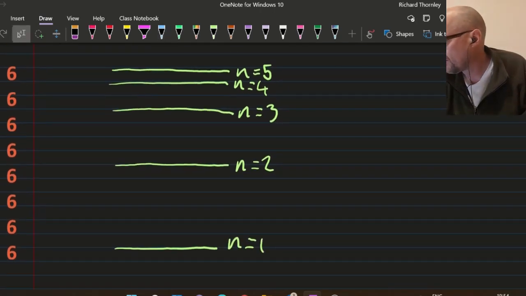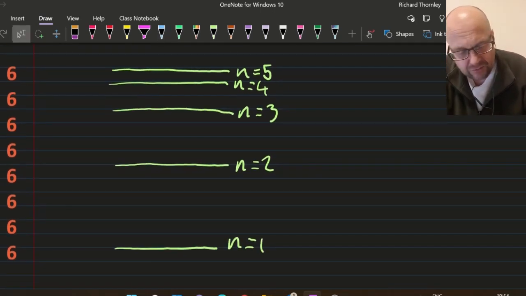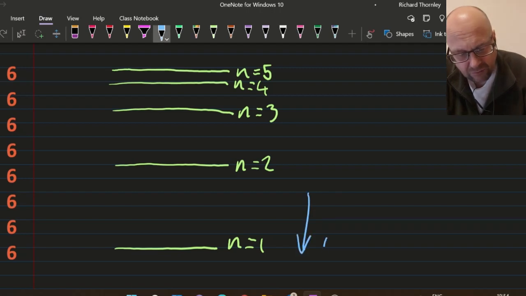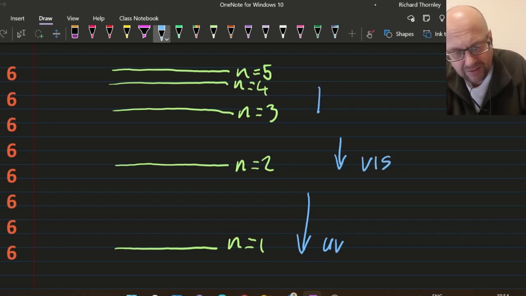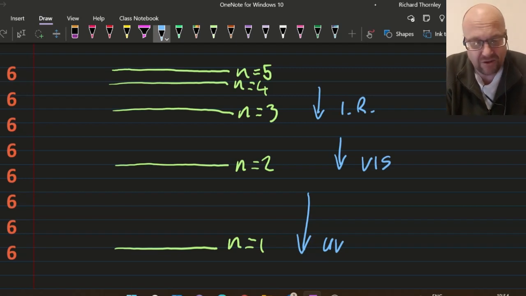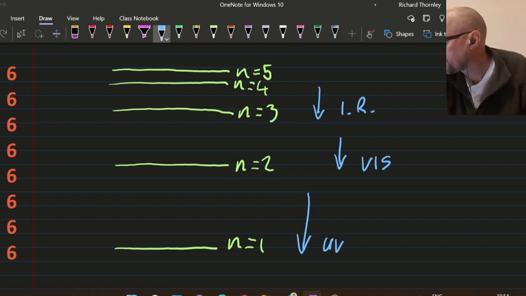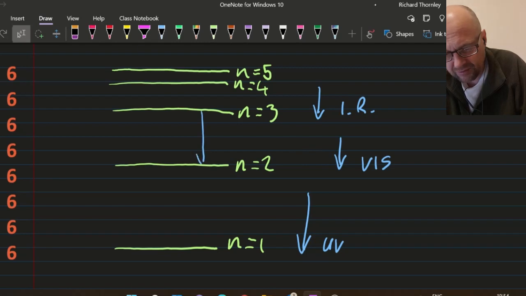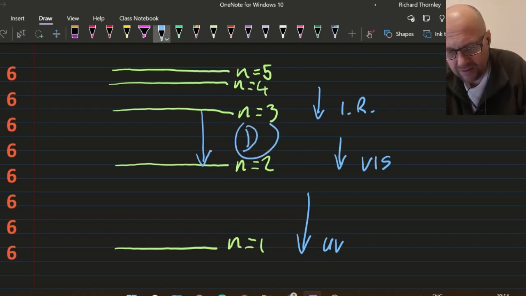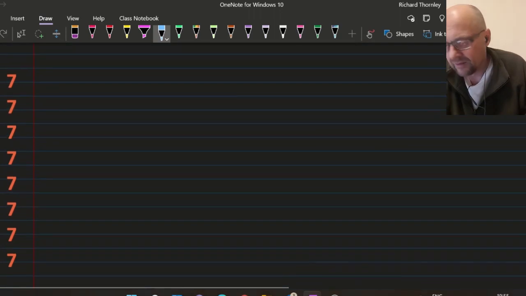Question 6, line spectra. So anything that goes down to n equals 1 is UV. Anything that goes down to n equals 2 is visible, and anything that goes down to n equals 3 is infrared. Big jump, big energy. That's how I think about it. The biggest energy there is ultraviolet, so that's going to involve the biggest jumps down to n equals 1. So we're looking at D, isn't it? 3 to 2. 3 to 2. Yes, so that's going to be D. 6 is D.